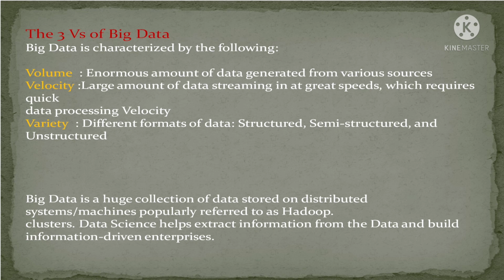Variety: the data is coming in different formats. Data may be structured, semi-structured, or unstructured. We can say this data is becoming big data. For processing big data, we need a different type of server or cluster. Here, for processing big data, we use the Hadoop cluster.